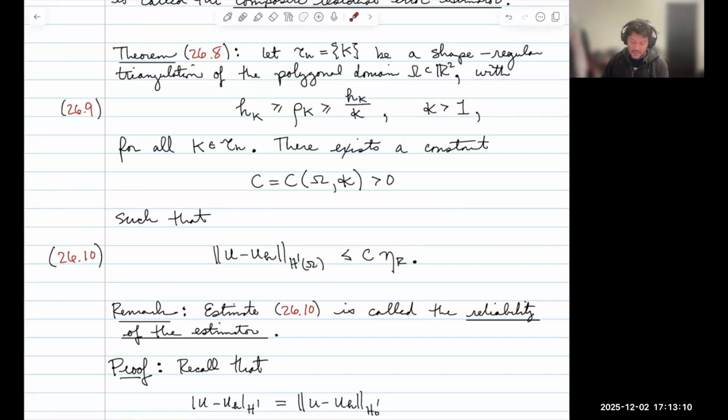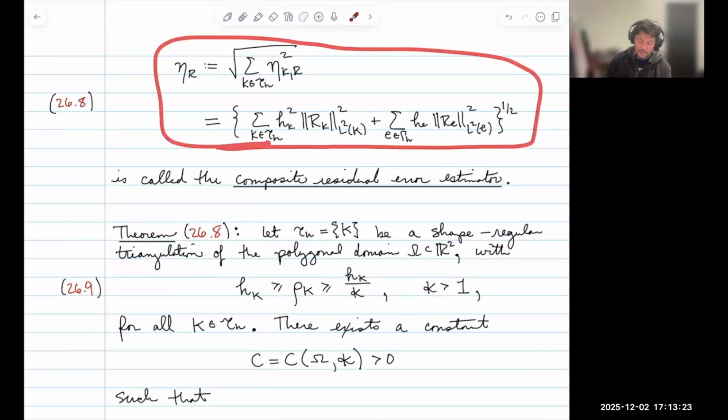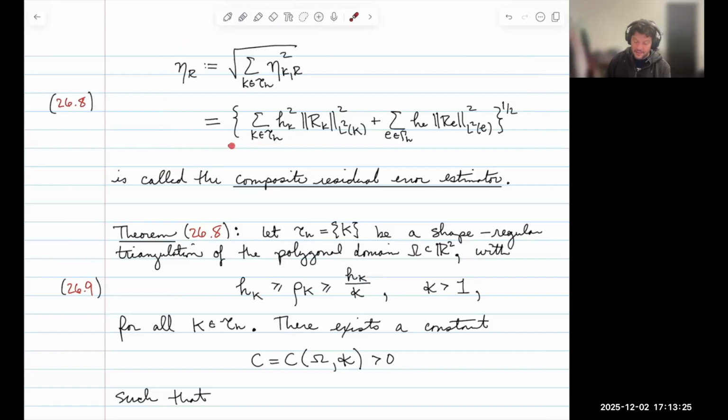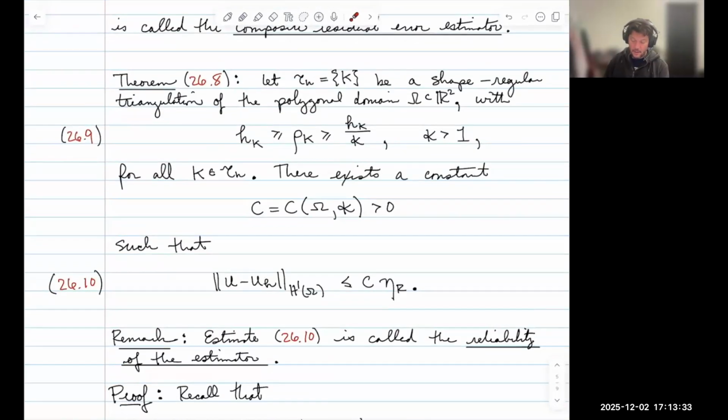Then there exists a constant such that the true error in the H1 norm is less than a constant times the computable error eta r. And the computable error is this object right here. This object will tell us how big of an error we're making in a global sense when we're computing our finite element solution. So this gives us something very useful, something concrete.